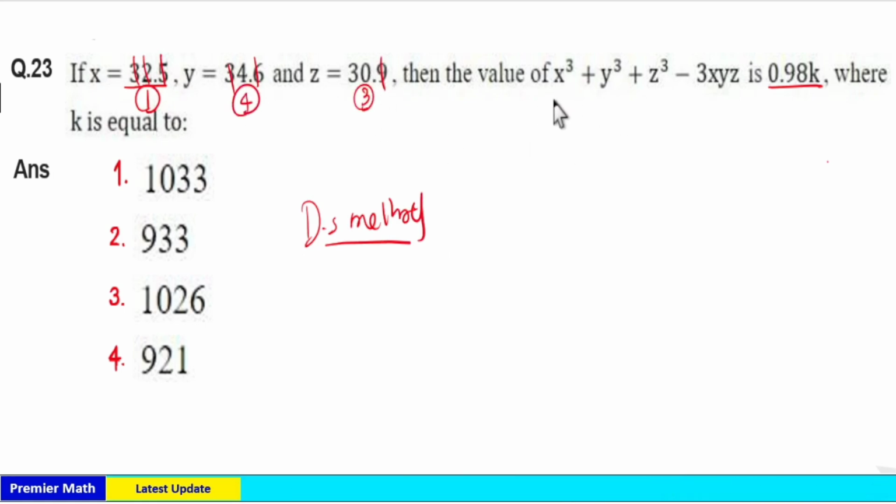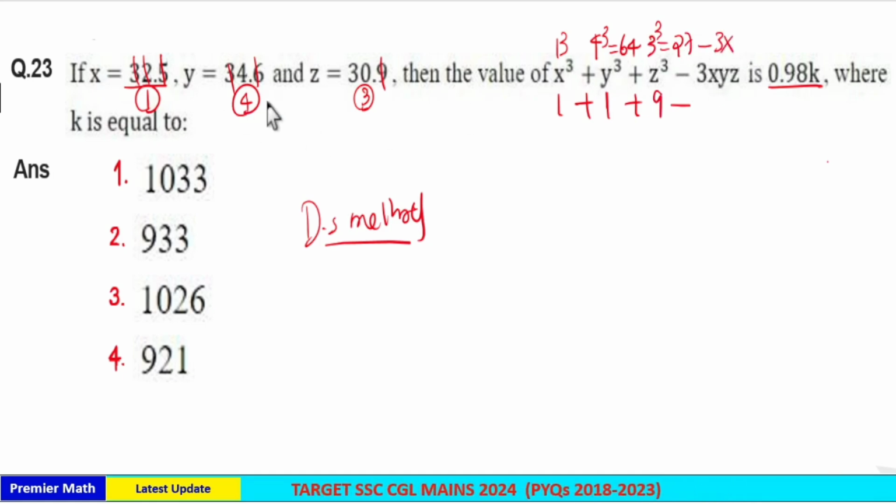Now x cube is equal to 1 cube. So the digital sum is 1. y cube is equal to 4 cube. 4 cube is 64. 6 plus 4 is 10. So the digital sum is 1. Now z cube is equal to 3 cube. 3 cube is equal to 27. 2 plus 7 is 9, the digital sum. Now minus 3xy means 3 into 1 into 4 into 3, which is equal to 12 into 3 is 36. 36 means 3 plus 6 is 9, the digital sum.